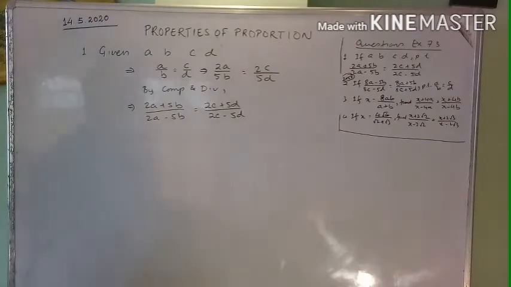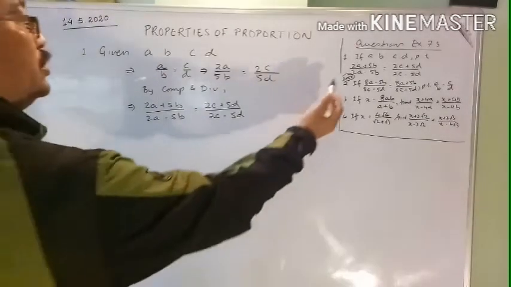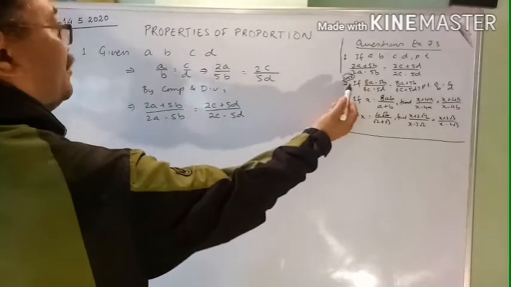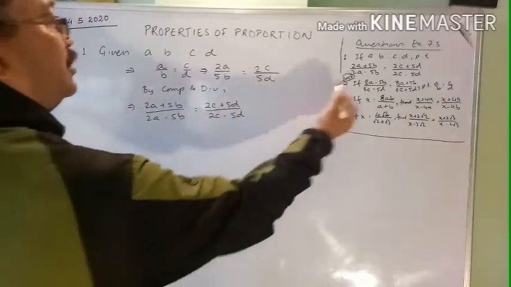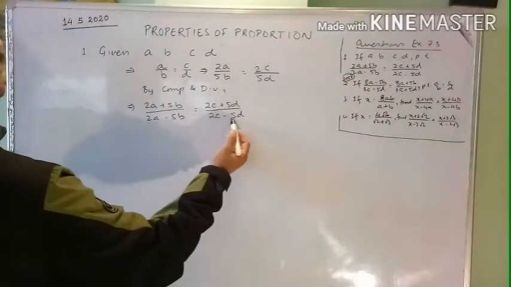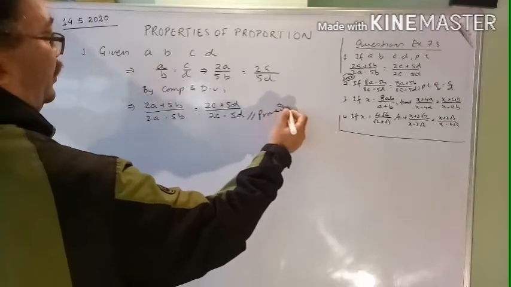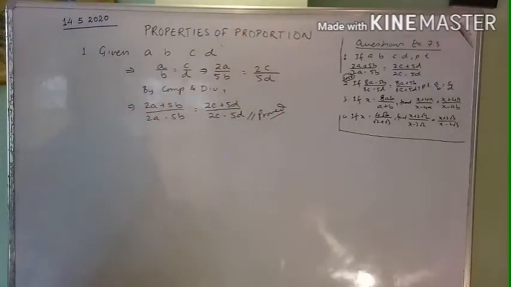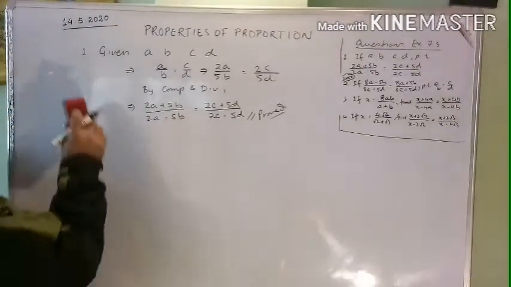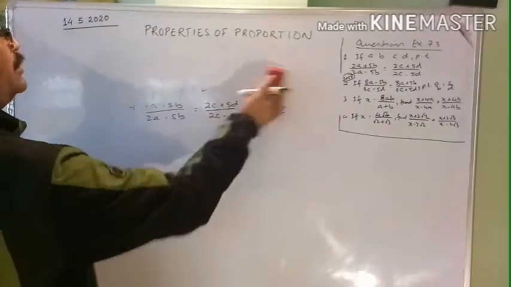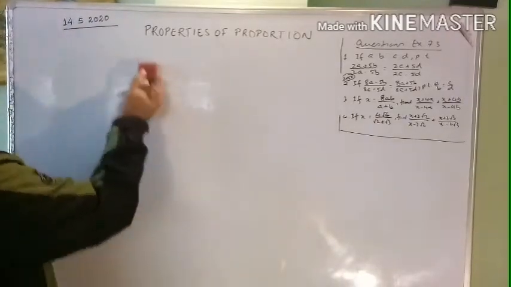Okay. So now we have to find 2A plus 5B upon 2A minus 5B, which you got. Twice C plus 5D, twice C minus 5D, which you got. So it is proved. We got the answer. Okay. So property makes it very easy. Now we'll take the next question.